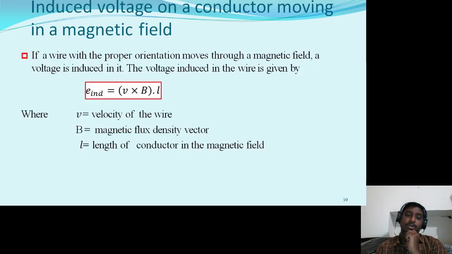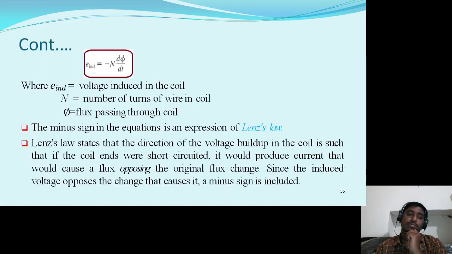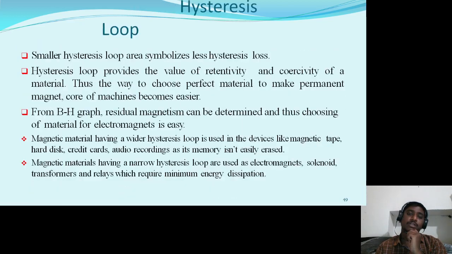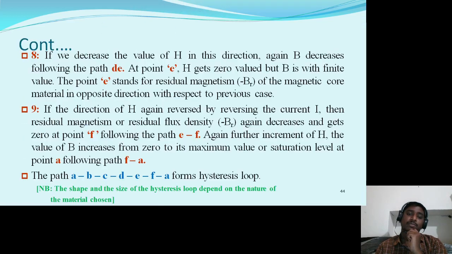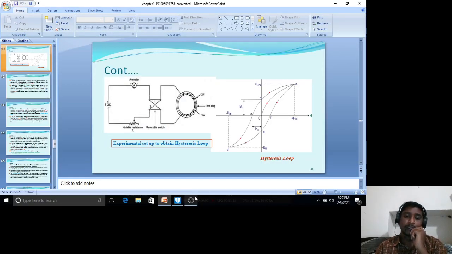Just remember this: induced EMF is V cross B into L, and force is I into L cross B, that is ILB sin theta. You need to focus on how the force is induced and when the EMF is induced. When you place the current carrying conductor in the magnetic field, force will be induced, and the formula is I into B cross L, or I into BL sin theta. Whenever you place the moving conductor in the magnetic field, EMF will be induced: V cross B into L. Clear? I hope you understand. Thank you so much.